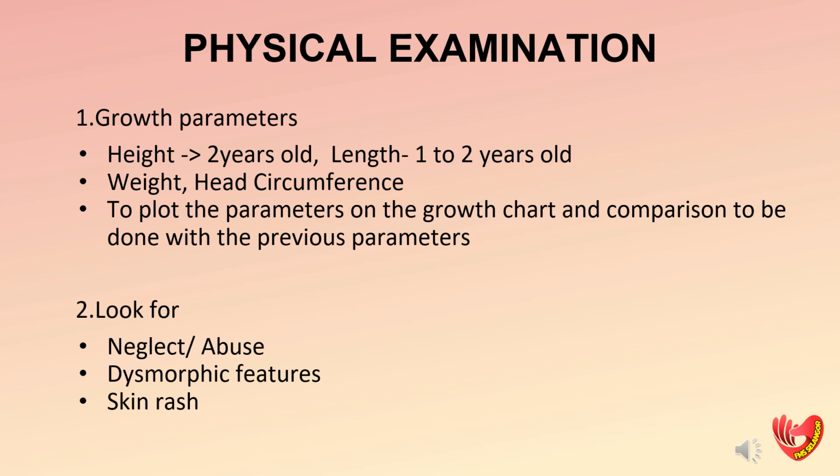Now, let's look at the physical examination of a child with failure to thrive. Firstly, check the growth parameters such as height or length, weight, and head circumference. Do not forget to plot these values into the appropriate growth chart and compare them with the previous parameters. Look for signs of neglect or abuse, dysmorphic features, or any rashes.